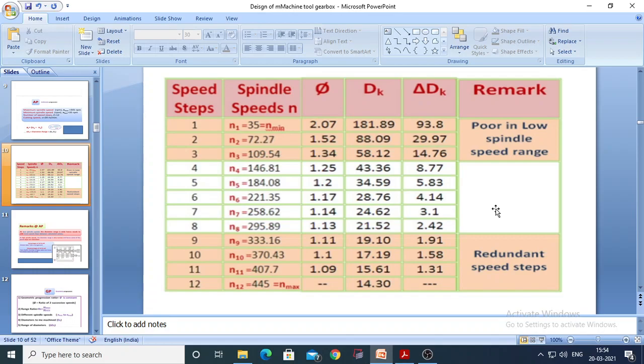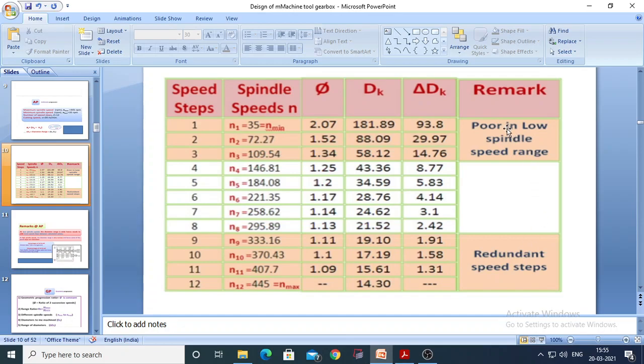We have observed that in arithmetic progression, at a low spindle speed the diameter range is very wide, and here we need to add more speed steps between the calculated values. Whereas if we check at the last, high spindle speeds, the diameter range is very poor. If you check n10, the spindle speed is 370 and the diameter range is 1.58, which is very narrow, and hence we want to remove some redundant speed steps from this. Here we want to add some speed steps and here we want to remove some redundant speed steps in the arithmetic progression ratio.